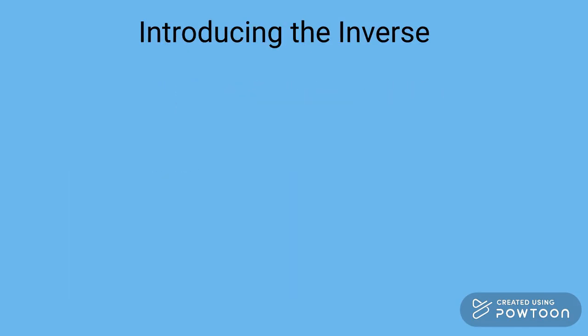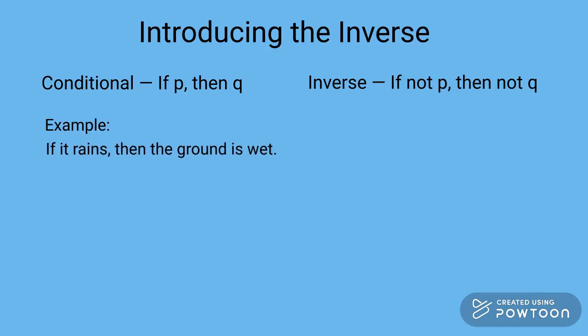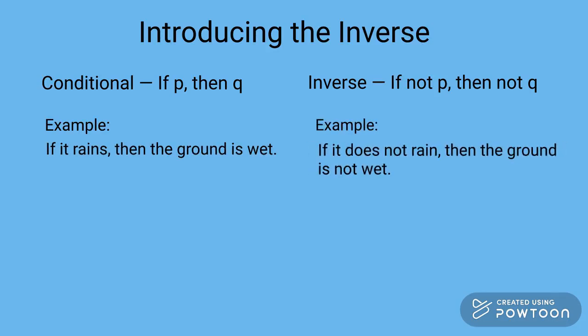Introducing the inverse. A conditional statement is, if P, then Q. Its inverse would be, if not P, then not Q. An example of a conditional statement is, if it rains, then the ground is wet. An example of that conditional's inverse is, if it does not rain, then the ground is not wet.